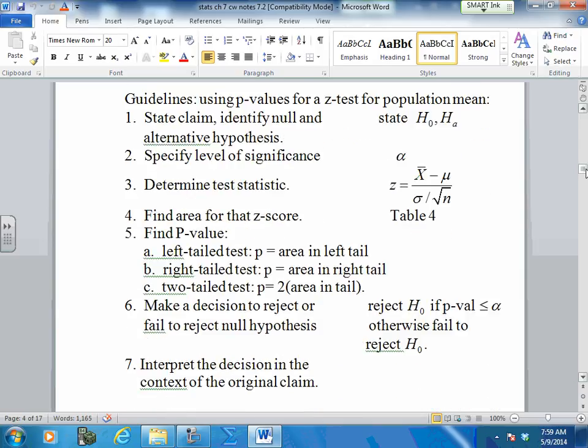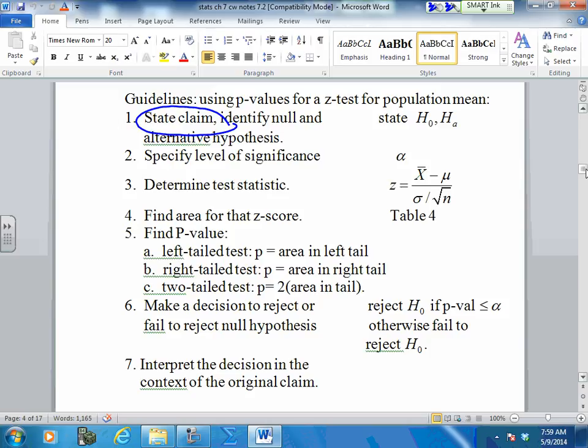We first identified your claim. Your claim is the most important thing that you're going to state first. Once you state your claim, you're going to decide, is it your HO or your HA? Just like we did last week, in the beginning of this week. You find your level of significance. Your problem will tell you what your level of significance is.